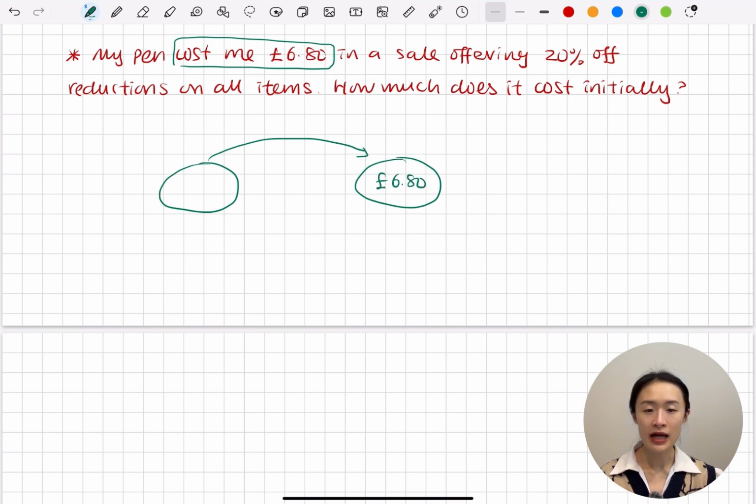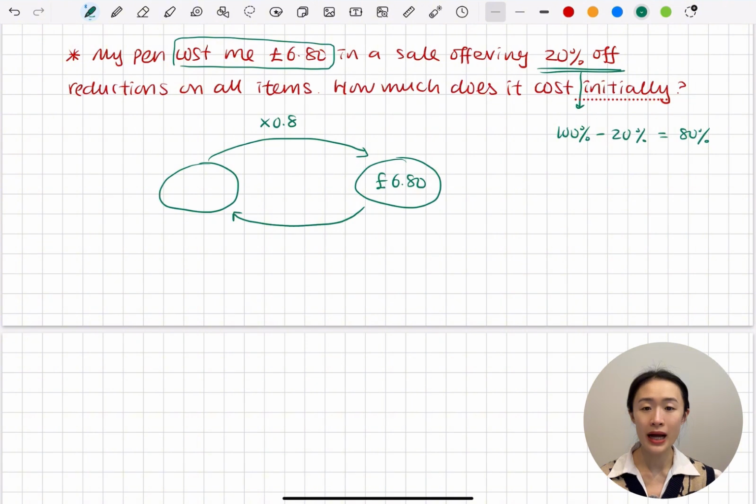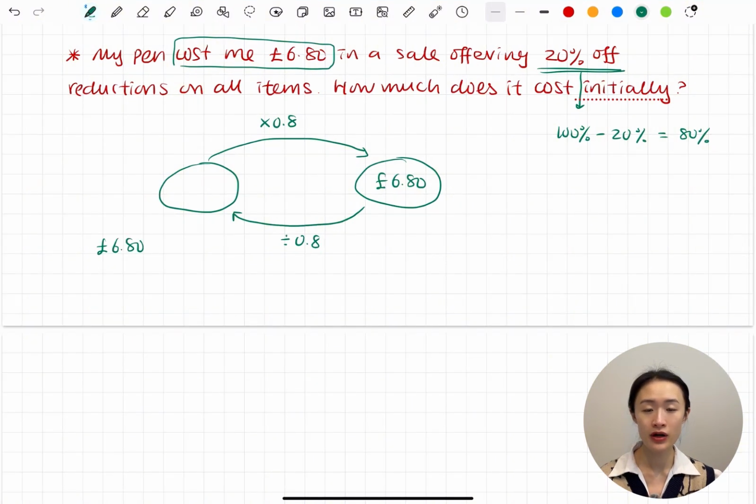Now this pen, I bought it in a sale that offers 20% off. So take 20% off our starting 100%. That gave us 80%. So that means going from the first circle to the second circle, I'll go by times by 0.8, and that gives me 6.8. So if I want to go back to find the original price, what I needed to do is 6.8 divided by 0.8. And then I should be able to find my original price, which is £8.50.